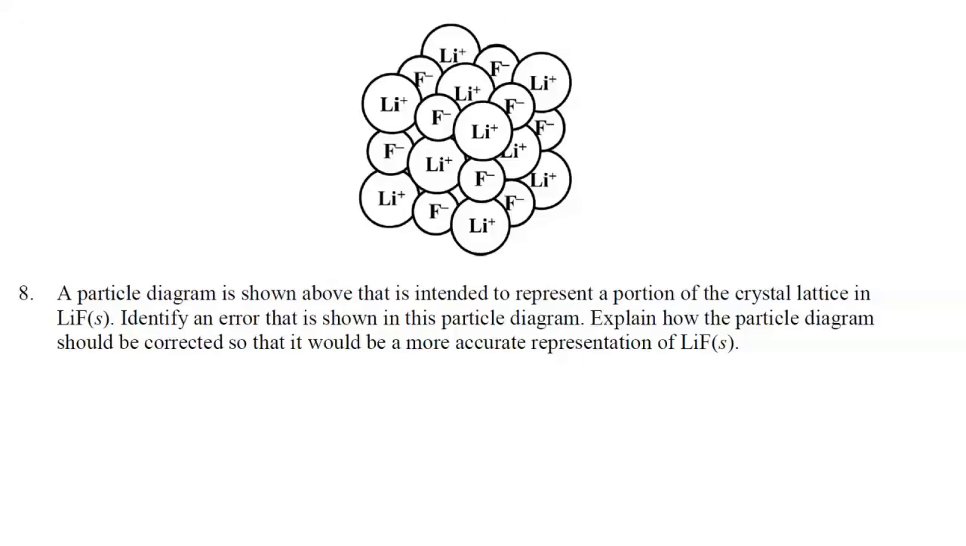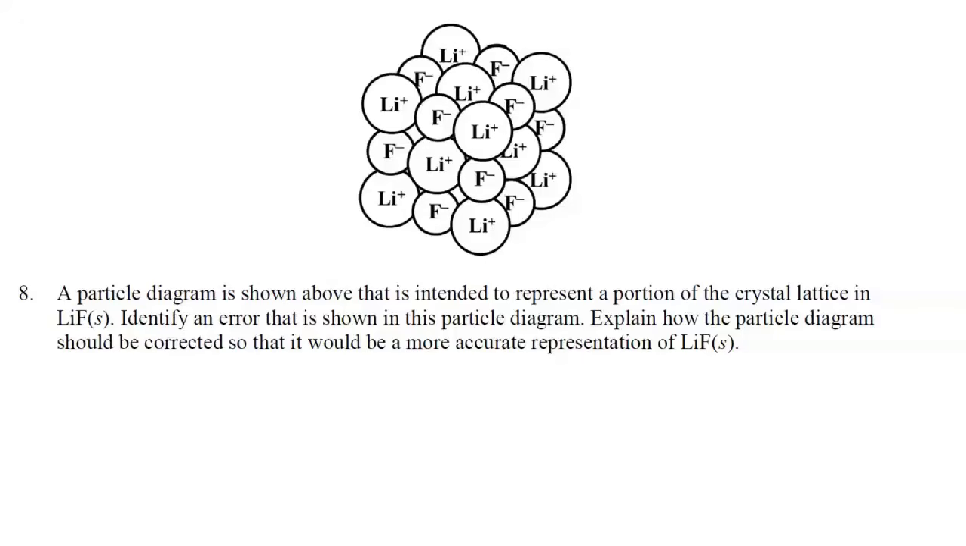So lithium fluoride is an ionic compound that contains a metal and a nonmetal. And what we are seeing in this particle diagram is the charge on lithium is +1, and that is correct. The charge on the fluoride ion is -1. That is also correct. I see an alternating pattern of positive and negative ions in this three-dimensional matrix or crystal lattice. So that looks good.